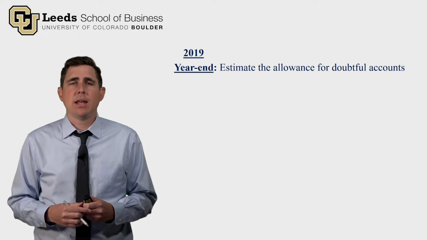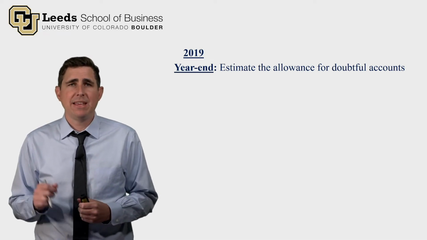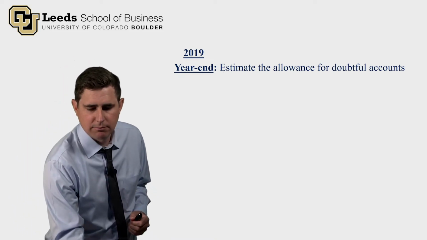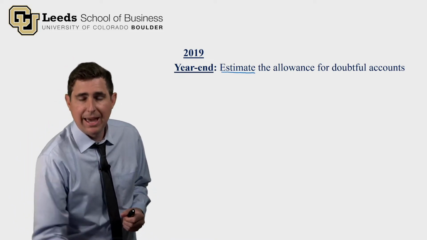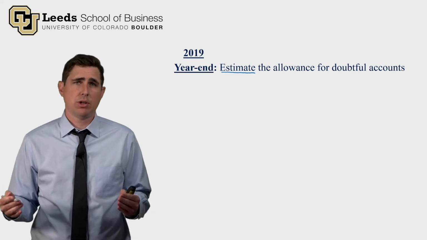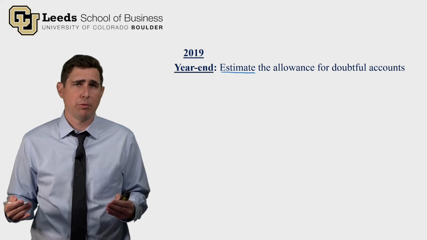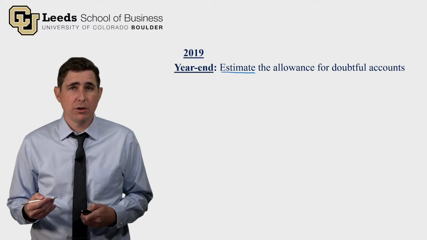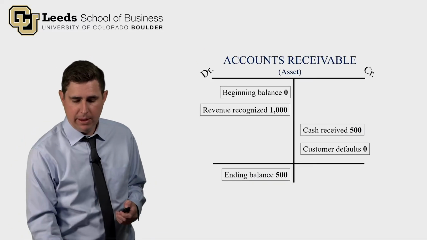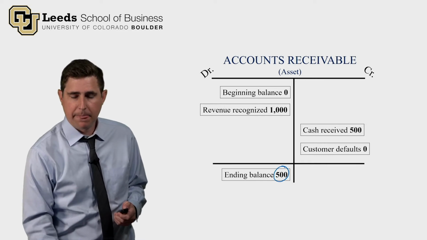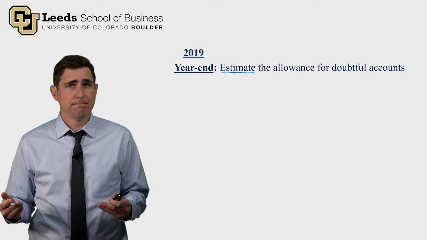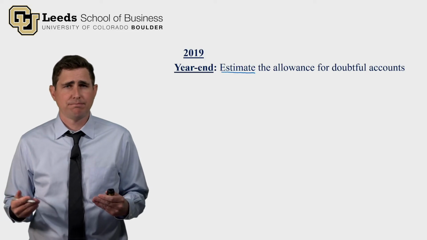Now we come to the end of 2019, and the exercise we need to do is estimate the allowance for doubtful accounts. The key word here is estimate. Management has the discretion to come up with the number they think is appropriate. What is the process they go through? Well, they look at those 5 customers. Let's look at them. $500. That's 5 customers. How many do we think aren't going to pay? That's the process they go through.